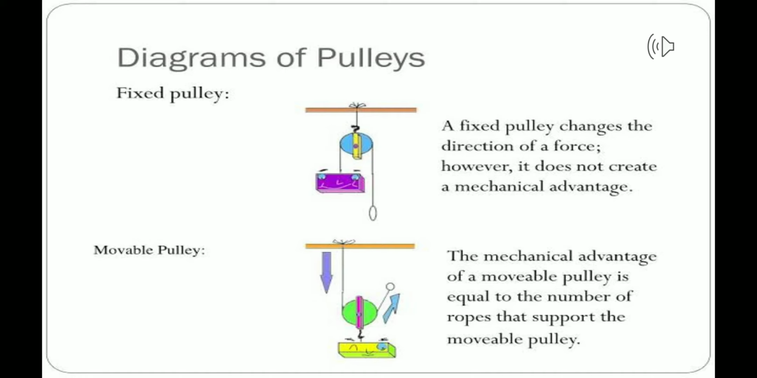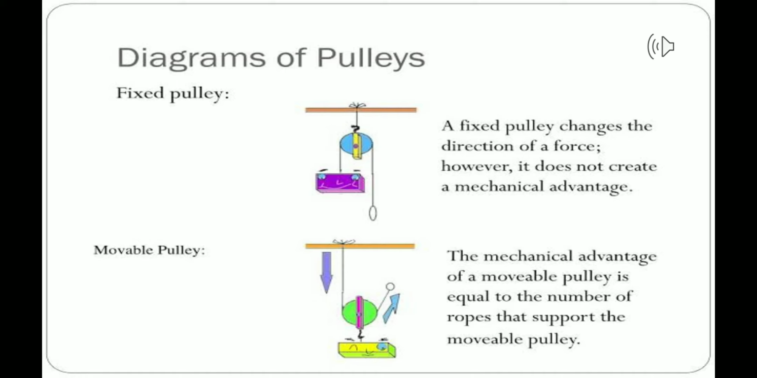Now, movable pulley, the mechanical advantage of movable pulley is equal to the number of ropes that support the movable pulley. You can see here the pulley is having 2 ropes supporting it, and therefore mechanical advantage will come as 2. Whereas above it will be 1 only. So movable pulley will have mechanical advantage equal to number of ropes which are holding the pulley, and this will be used as a force multiplier.